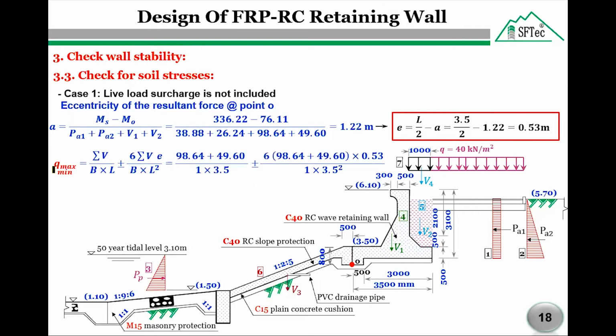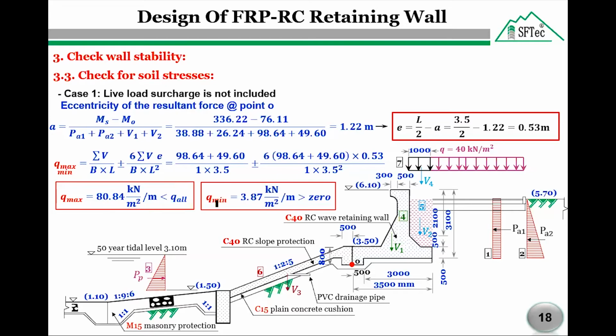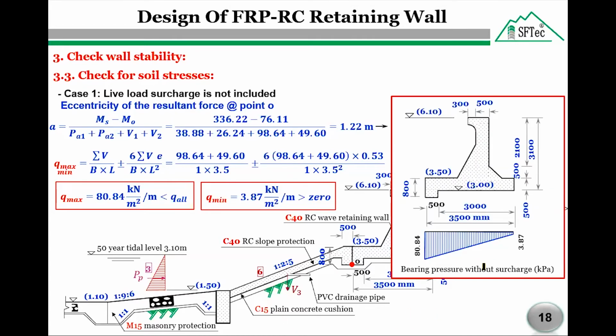By using the normal stresses equation, the maximum and the minimum stresses at the base ends can be calculated. So Q maximum equals 80.84 kilonewton per meter square, which is less than the allowable bearing capacity of the soil. And Q minimum equals 3.87 kilonewton per meter square, which is greater than 0. So here we don't have any tension stresses on the soil. The bearing pressure without surcharge is shown here on our right side under the base of the wall.